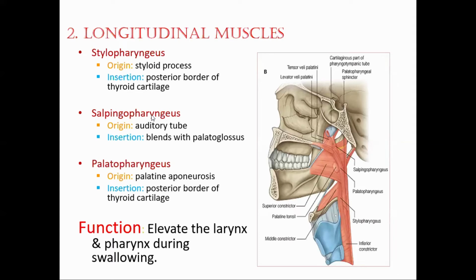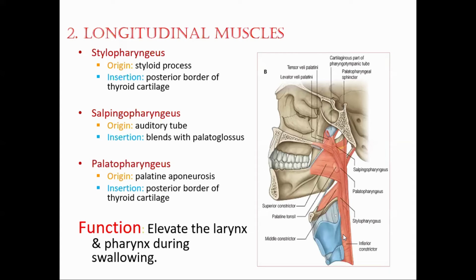Salpingopharyngeus arises from the base of the auditory tube. It sends two folds: one is the salpingopalatine fold, the other is the salpingopharyngeal fold. The salpingopharyngeus muscle blends with the palatoglossus and the palatopharyngeus muscles. The palatopharyngeus muscle arises from the palatine aponeurosis and base of the uvula and is inserted at the posterior border of the thyroid cartilage.